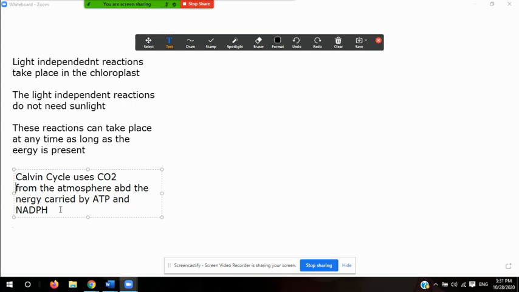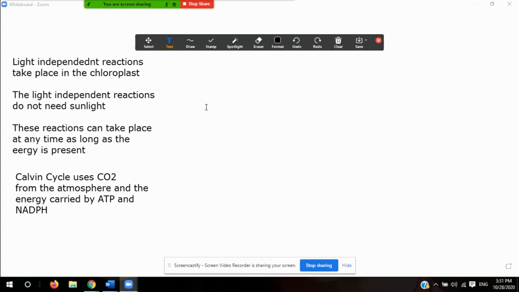There's also supposed to be one sentence, or one paragraph. It says that the Calvin cycle uses carbon dioxide from the atmosphere and the energy carried from ATP and NADPH. So basically, carbon dioxide helps fuel the light independent reaction. And one of the sources of carbon dioxide is not just from the atmosphere, but it's what we breathe out.